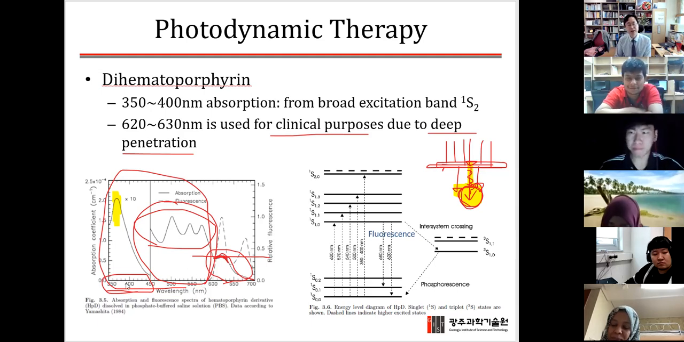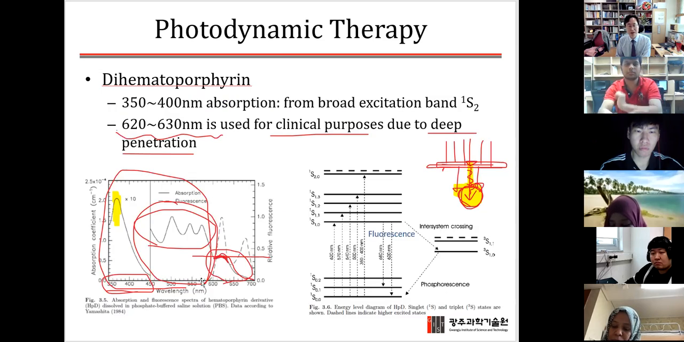these blue to green colors are able to go through the tissue only less than 1 millimeter. So if the tumor is under the skin, then basically those cannot be used for PDT. So that's why for clinical application, light in the red color range is used for deep penetration.